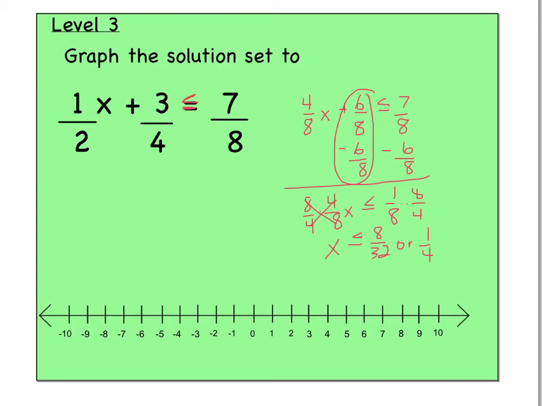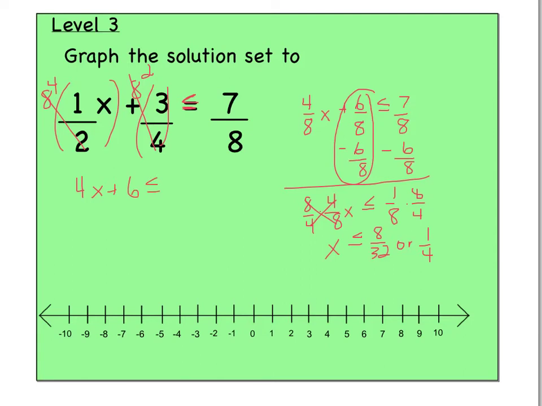Or we could do it the way of clearing fractions. So I'm going to do that right now. I'm going to multiply everything by 8. So this would reduce to 4. 4 times 1x is going to give me 4x. Multiply this by 8. This would reduce to 2. 2 times 3 is 6.